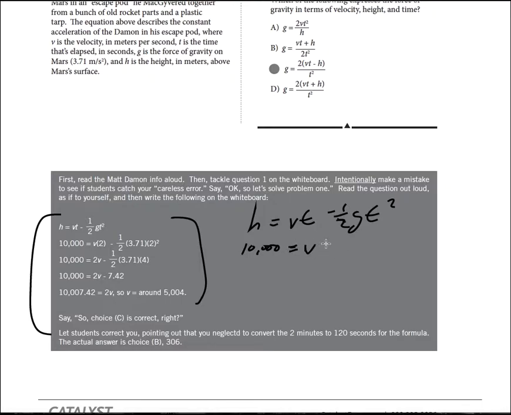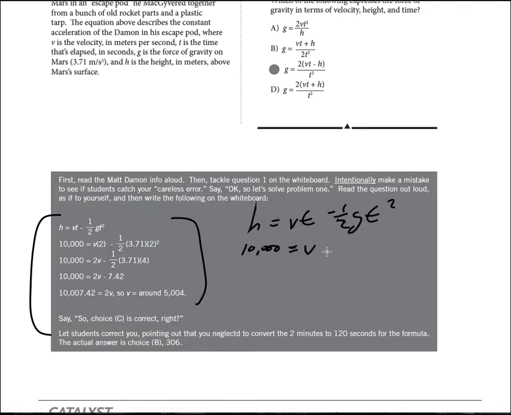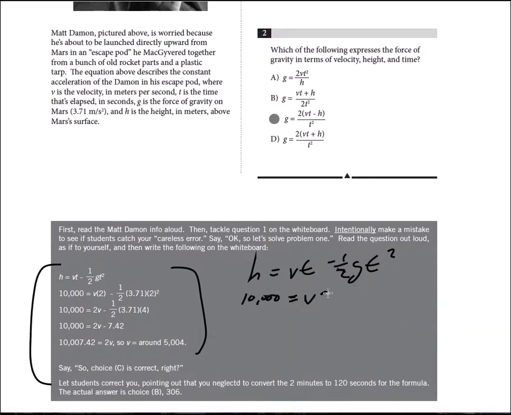Okay, time, it says, well, 2 minutes, right? It says that in the problem, 2 minutes. So I'm going to put in 2 for t, minus 1/2 g. G, it tells us, is 3.71 times t, which is 2 squared, right? And you're basically going to walk them through this. And you're going to say, okay, so the answer is 5,004, right?